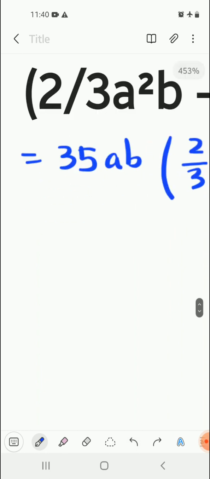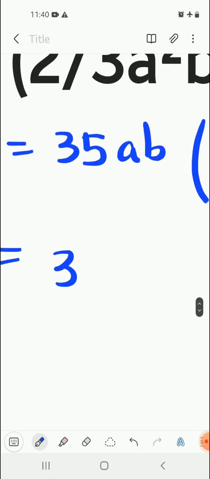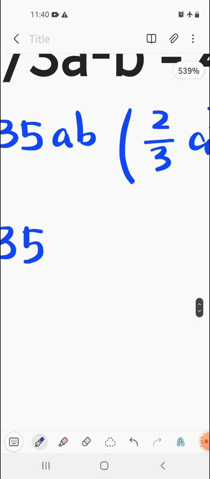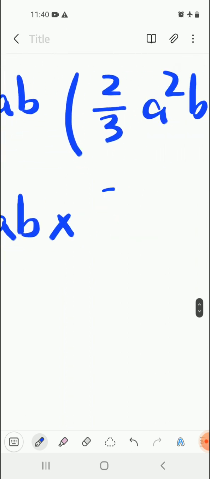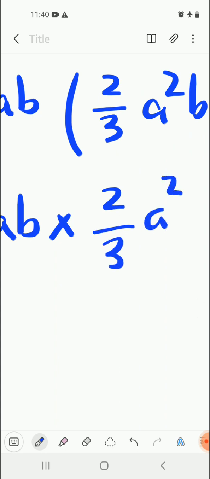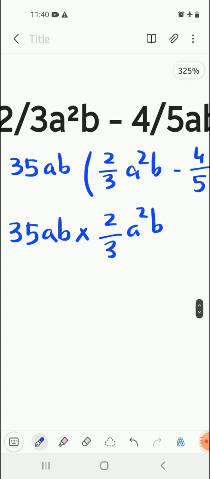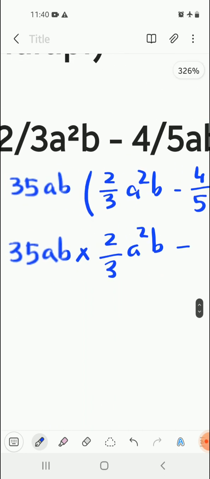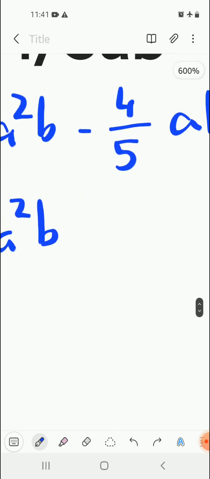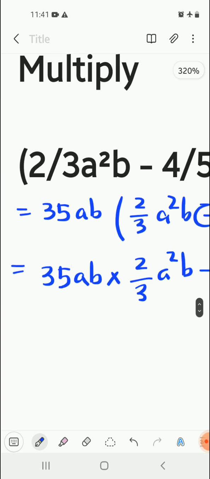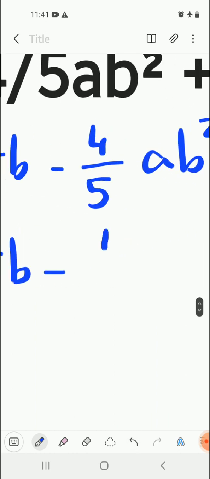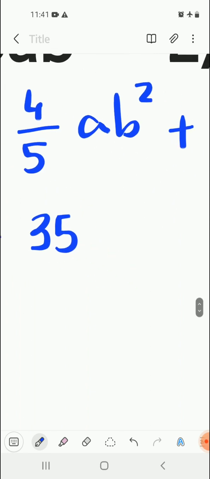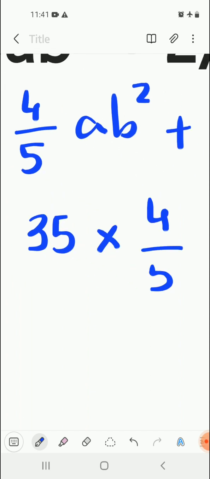So what I mean to say is, in the first step, we are going to multiply 35ab with 2 by 3 a square b. This is done. Then a minus sign here, because minus into plus, here there is a minus and here there is nothing, which means it is plus. So minus into plus is minus. So place a minus sign here. Again, multiply it with 35 and 4 by 5.